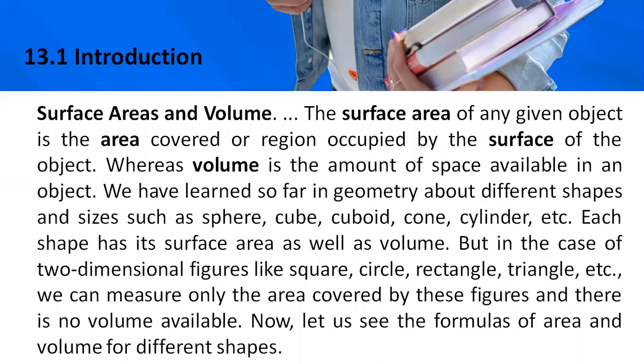Surface areas and volumes can be calculated for any three-dimensional geometric shapes. The surface area of any given object is the area covered or the region occupied by the surface of the object, whereas volume is the amount of space available in an object. We have seen many three-dimensional objects like sphere, cube, cuboid, cone, cylinder, etc. Each of these shapes has surface area as well as volume.